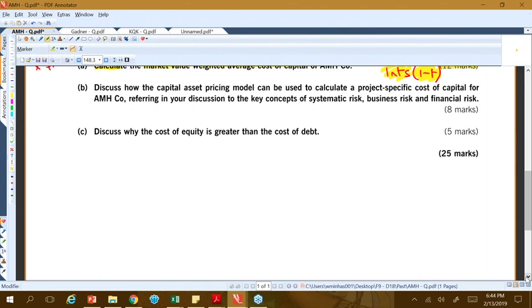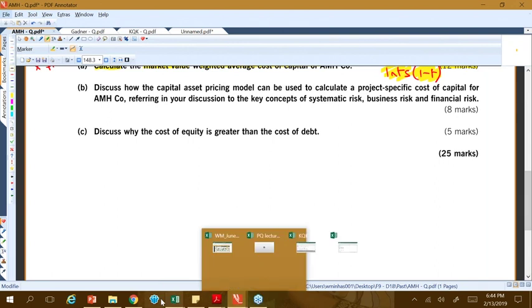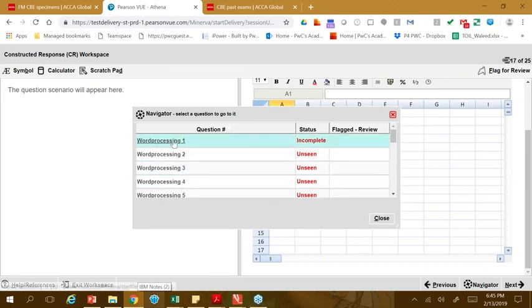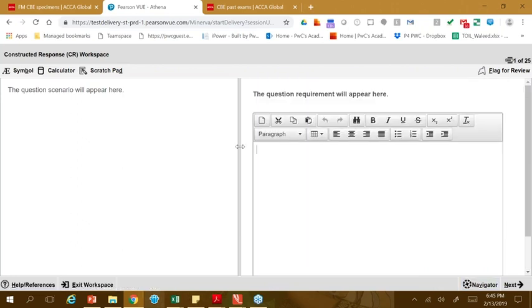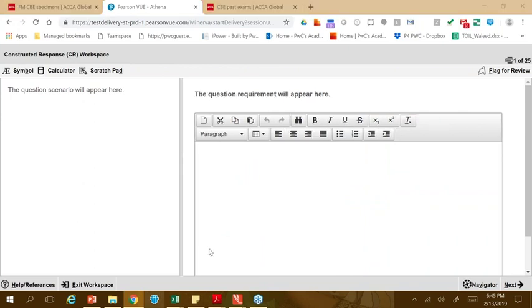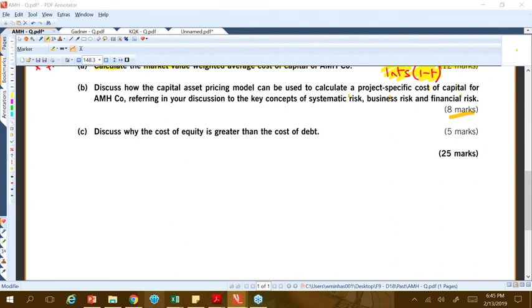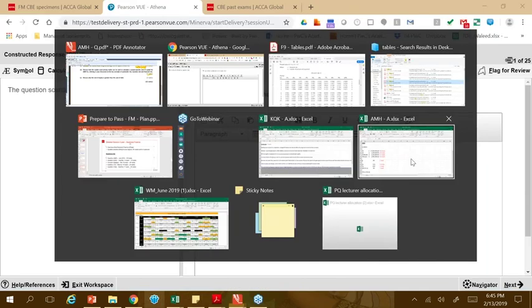So let's talk about that. Says how the CAPM can be used to calculate a project-specific cost of capital for AMH. So I'm going to construct an answer on this one. So I'll just need a Word sheet here. For 8 marks, as we did some practice in session 1, we need good enough explanation or discussion to earn these 8 marks. Refer in your discussion to the key concept of systematic risk, business risk, and financial risk. So let me construct an answer. I would like to write 8 points here.